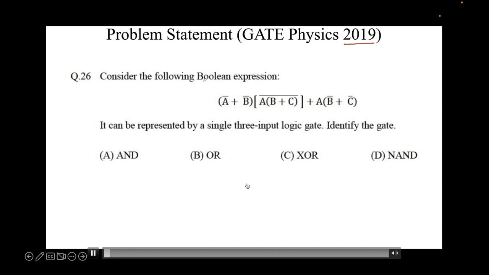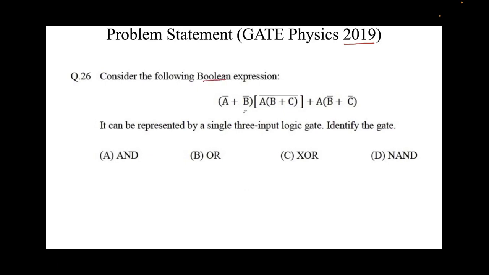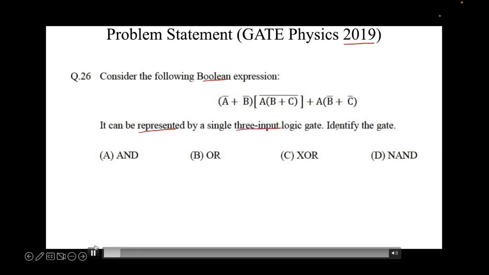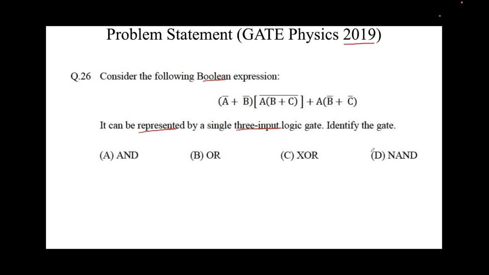Okay. The following Boolean expression: A bar plus B bar times A into B plus C whole bar, plus A times B bar plus C bar. The question says it can be represented by a single 3-input logic gate. Identify the gate. The options are AND, OR, XOR, or NAND. This is a multiple choice question with one correct answer, and we need to find the correct one.